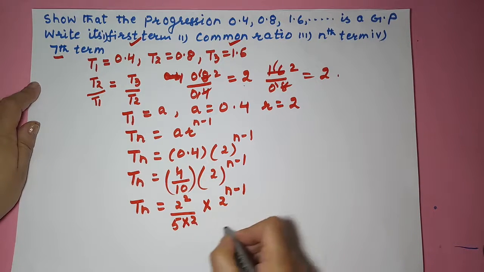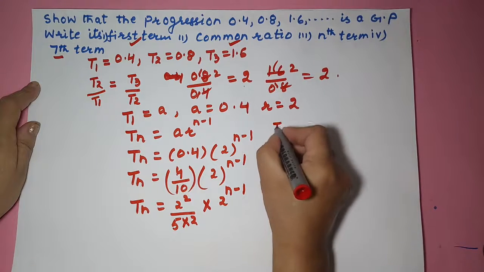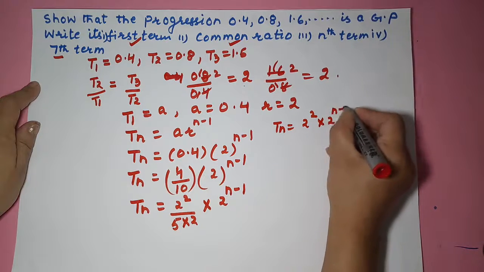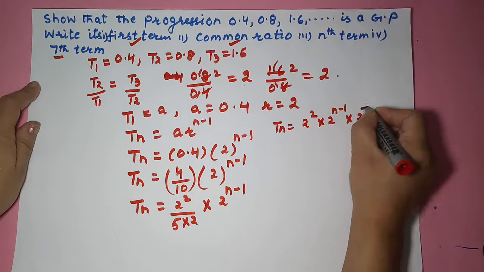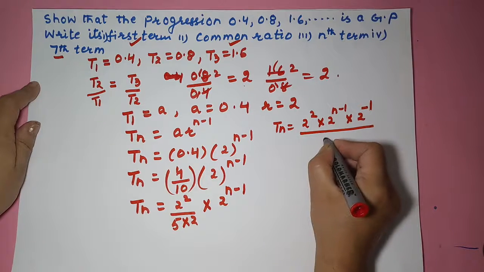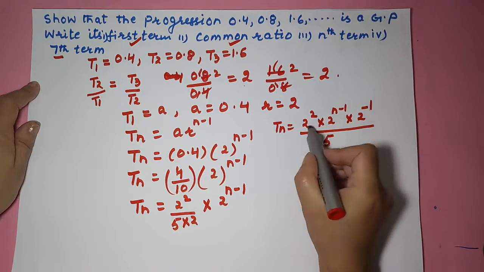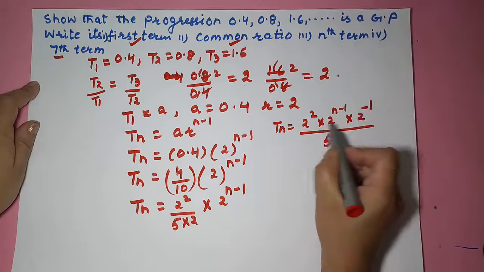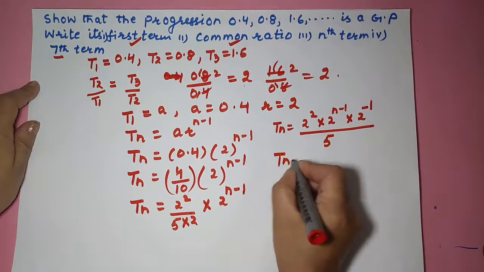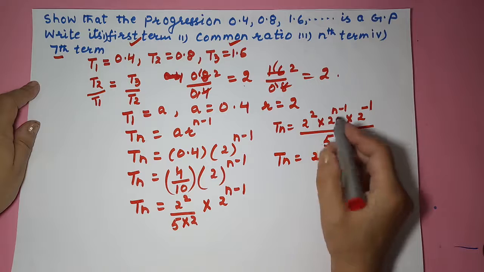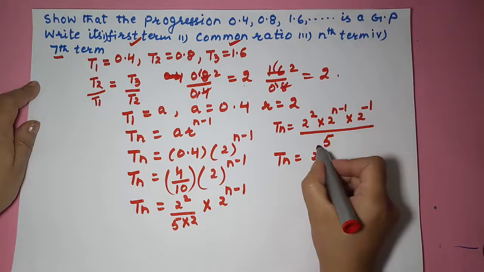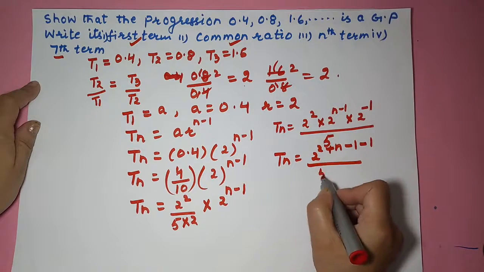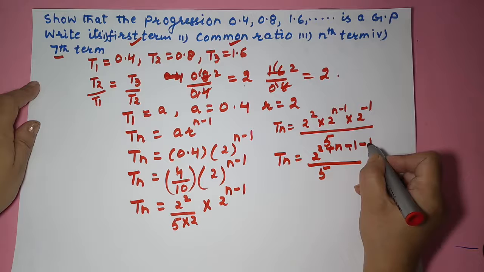Now, if I bring this 2 up, what am I getting? I am getting Tn is equal to 2 square into 2 raised to n minus 1 into 2 raised to minus 1. So, in the denominator, I have only 5 now. Now, in the numerator, I have only 2's. When bases are same, powers are added when they are in multiplication. So what do I do? Tn is equal to 2 raised to the power 2 plus n minus 1, upon 5. Now minus 1 and minus 1 becomes minus 2.